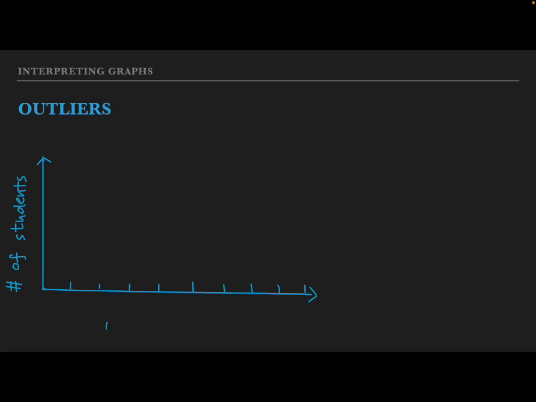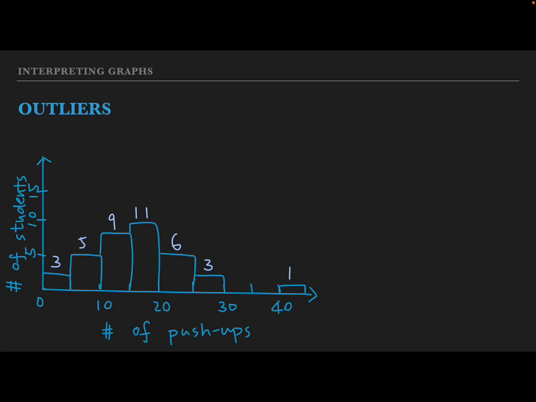Here's an example. We see that the number of push-ups done by most students is around 10 to 20. The trend of the data is that as the number of push-ups done increases, the number of students increases at first and then decreases. But then there's a bump in the tail of the graph. Do we see the number of students increases again because of this bump? No. This one student might be very strong for some reason, but it is not in the trend in which the data is going. So we call this data an outlier.